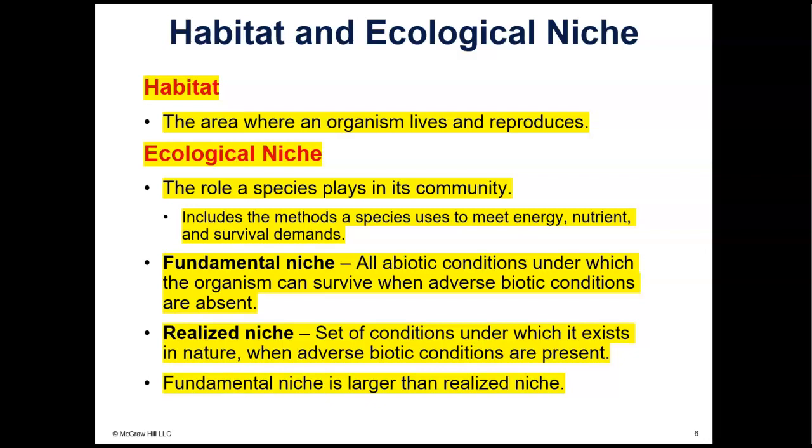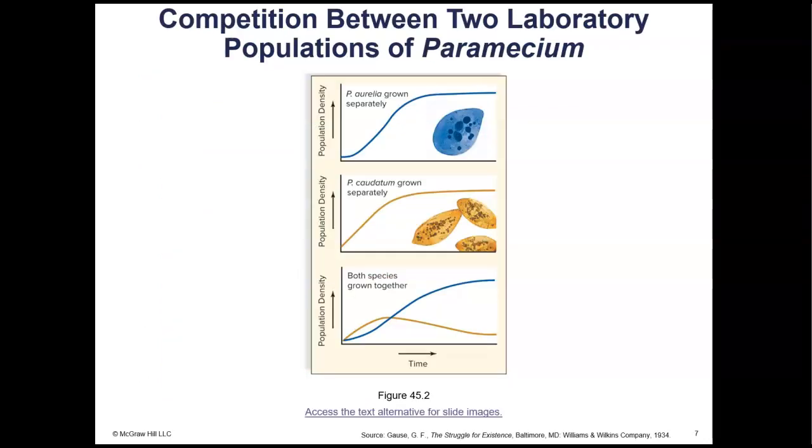That's their actual set of conditions under which they exist in nature, when there are adverse biotic conditions present, like predators out to get them or other species that are competing with them. So if you look at it that way, the fundamental niche is always larger than the realized niche. So the realized niche is their actual niche. And here's an example.